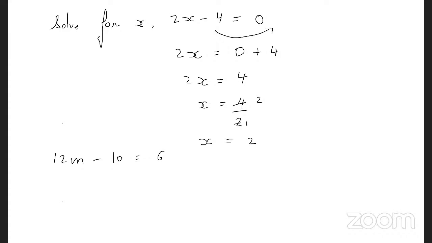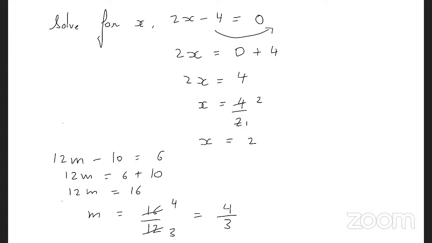Ma'am, m equals 4 by 3. 4 by 3, you are getting? Yes, ma'am. Very good. 4 by 3 is the answer. Why? Because we took minus 10 on the other side. It became plus 10. So 6 plus 10, 16. Now m equals 16 by 12, which is 4 by 3.